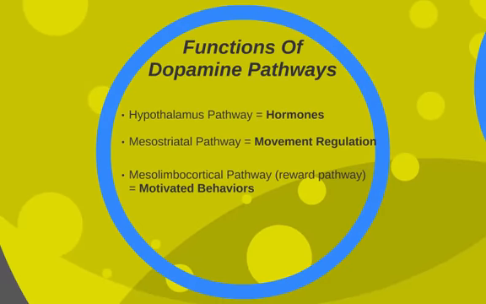So for the functions of each of these dopamine pathways, the hypothalamus pathway works with hormones, while the mesostriatal pathway works with movement regulation, and this is one of the pathways that's affected in Parkinson's disease. And lastly is the mesolimbocortical pathway, also known as the reward pathway or the pleasure center, and this deals with motivated behaviors.